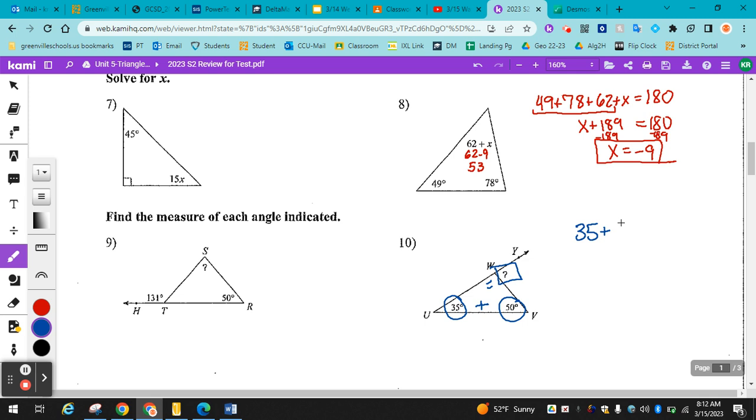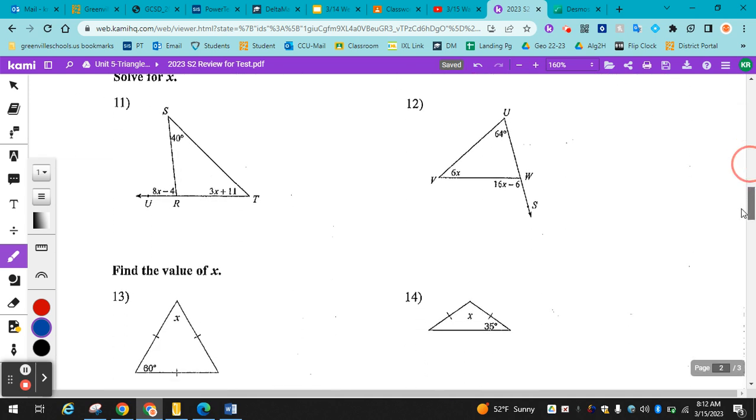So 35 plus 50 equals what we're looking for. So that is 85. If you're doing this one, we're going to have to subtract instead of add because these two add to get me that one. So 85 equals x, or question mark in this case. Okay, so that's 10. Keep going.